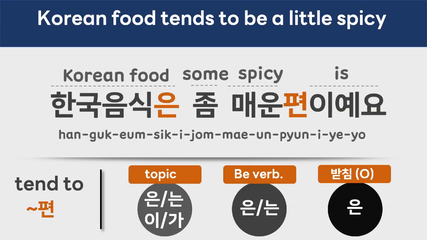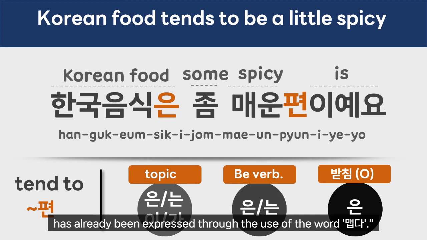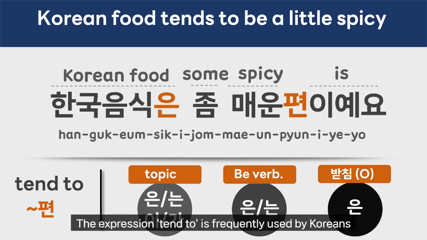Korean food tends to be a little spicy. 한국 음식은 좀 매운 편이에요. There is no hidden meaning in this sentence, since a somewhat negative opinion of spiciness has already been expressed through the use of the word. The expression tend to is frequently used by Koreans.